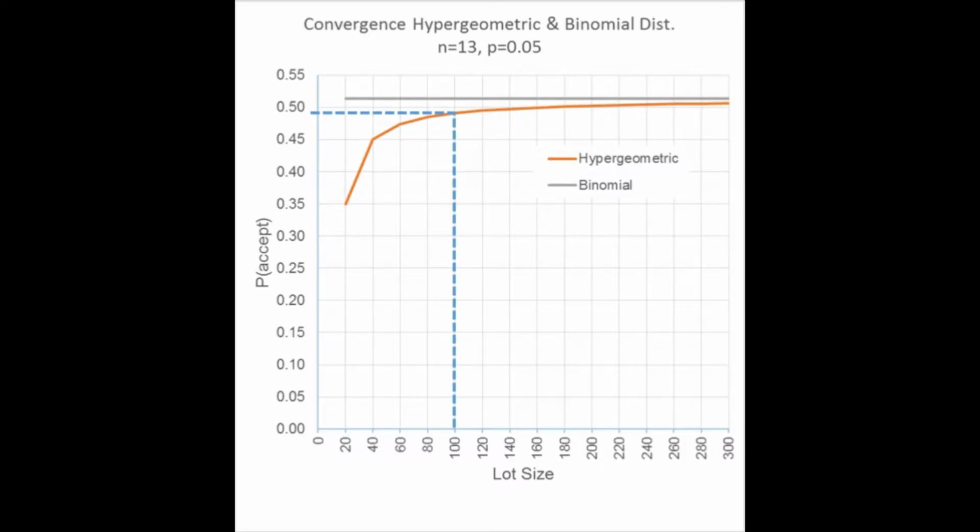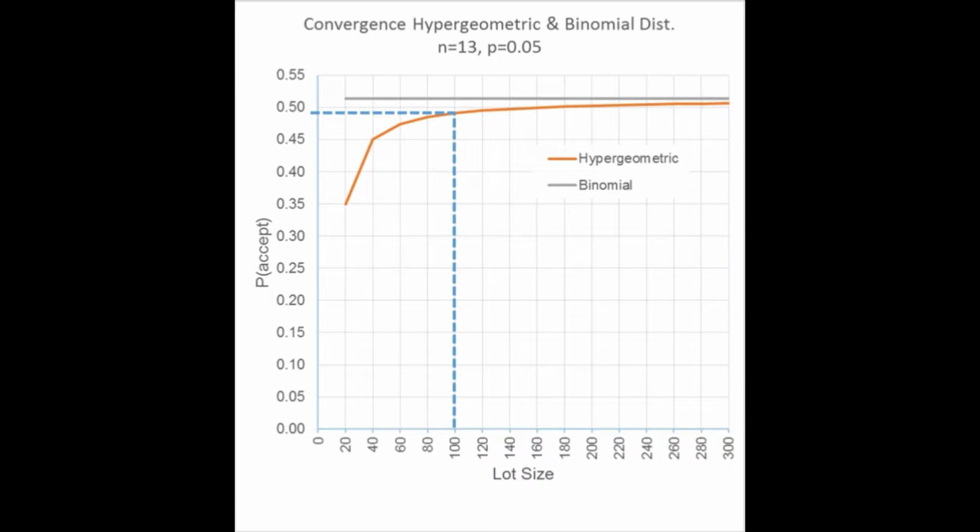So now for some of the more subtle fine points in these two distributions. When the lot size is greater than 100, the hypergeometric distribution will converge onto the binomial distribution. And at a lot size of 100, the margin of error between the two is about 5%. So to illustrate this, I've drawn a little diagram for you. You'll notice a gray or black horizontal line at the top of this graph. That's the binomial calculation for probability of acceptance using a sample size of 13 and a nonconformance rate of 5%.